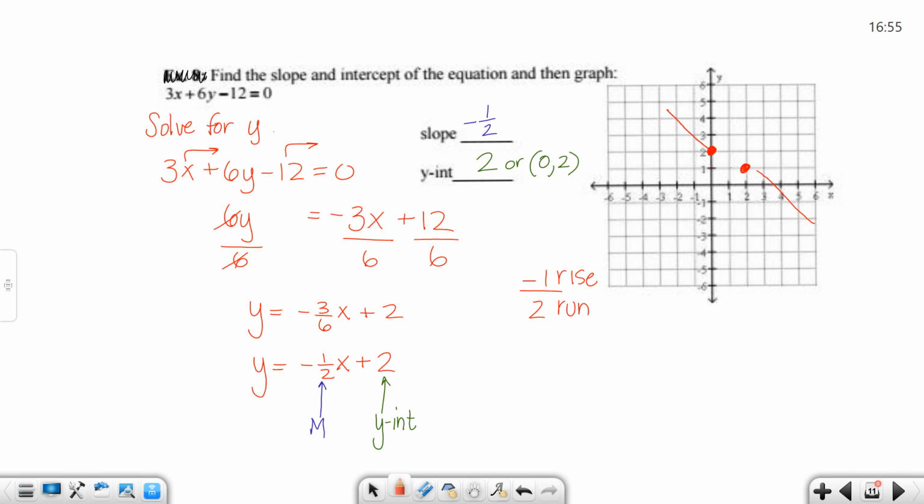Whoops, let me try this again. There we go, that's a little better. Having trouble drawing a straight line today, sorry about that. And that's how it would look. There are other ways to graph too, and I'll show you that in the next video.